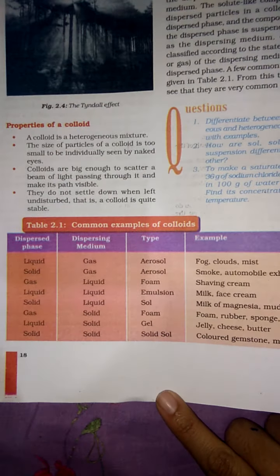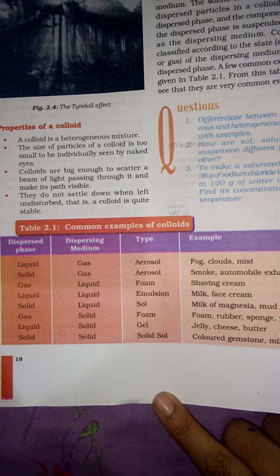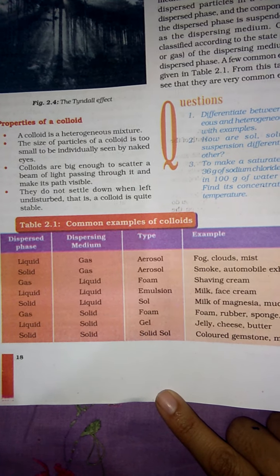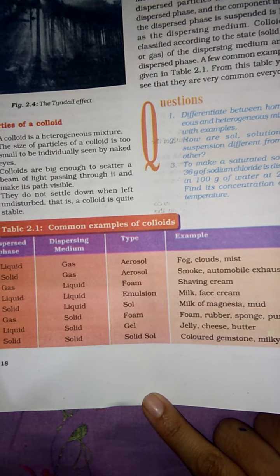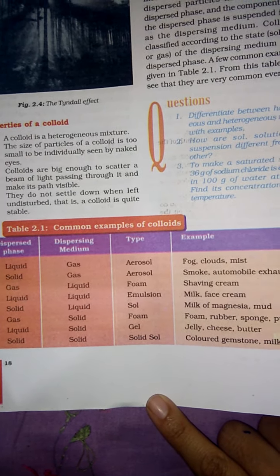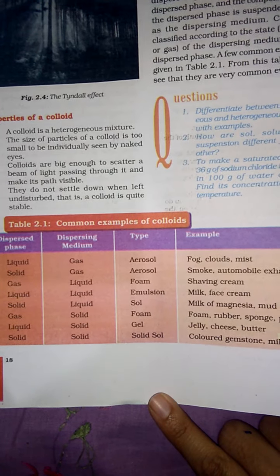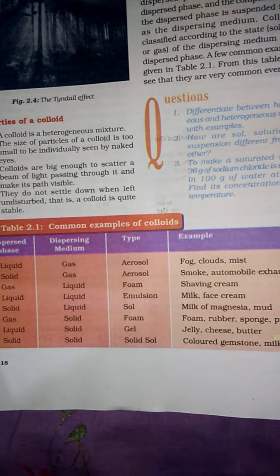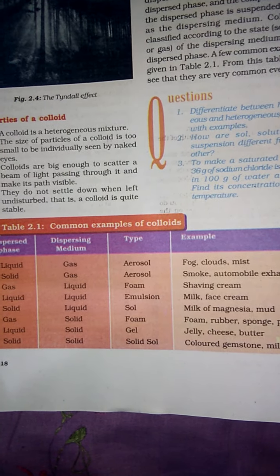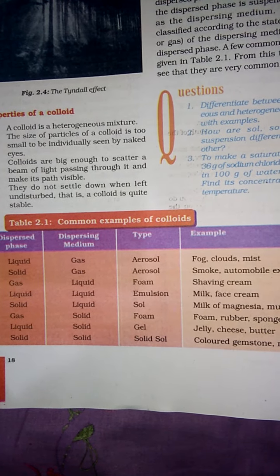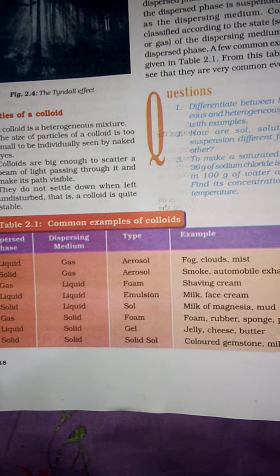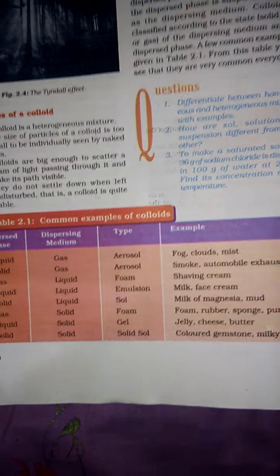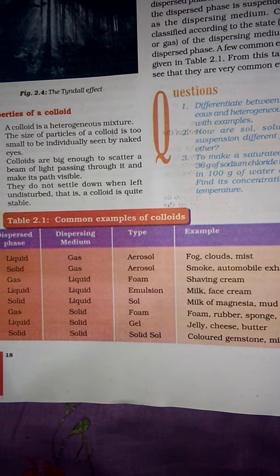Common examples of colloids: liquid in gas, the dispersing medium being gas, is a type of aerosol, like fog, clouds, mist. Solid in gas is also an aerosol, like smoke and automobile exhaust. In automobile exhaust we can see the smoke from vehicles too. Gas in liquid is a foam, as in shaving cream. Liquid in liquid is an emulsion, like milk or face cream. Solid in liquid is a sol, like milk of magnesia or mud.